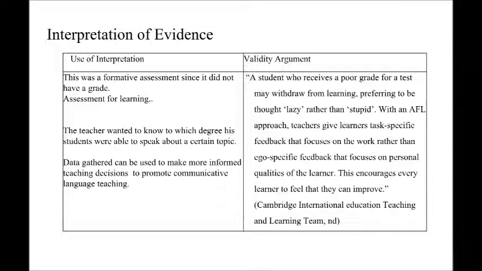All of this is in agreement with what the Cambridge International Education Teaching and Learning Team asserts when they say that a student who receives a poor grade for a test may withdraw from learning, preferring to be taught lazy rather than stupid. With an AFL approach, teachers give learners task-specific feedback that focuses on the work rather than ego-specific feedback that focuses on personal qualities of the learner. This encourages every learner to feel that they can improve.